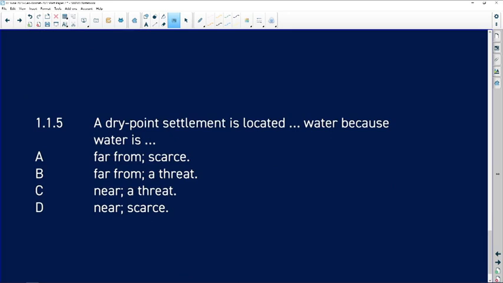1.1.5, a dry point settlement is located far from water, far from a threat of water, or near because it's a threat or because it's scarce. And the correct answer over there will be B. Like I've mentioned, keep in mind, think of it, you want to stay dry. So you're far from the water because it might be a threat, especially during seasonal rainfall when the water levels increase in the river and the floodplain is getting flooded. So the correct answer for 1.1.5, because it's a dry point settlement, they will be far from the water because it might be a threat to them and the community.